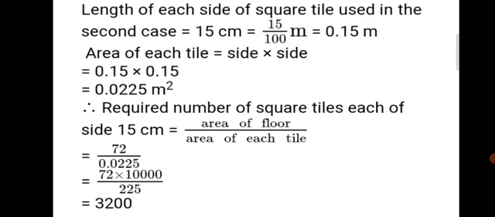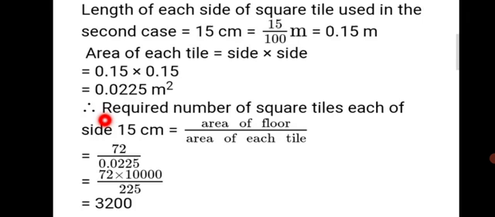Now, length of each of the square tile used in the second case is given as 15 centimeter. So, again we will convert it into meters. 15 upon 100 meter is equal to 0.15 meter. That means area of each tile is equal to side into side. 0.15 into 0.15 gives us 0.0225 meters square.